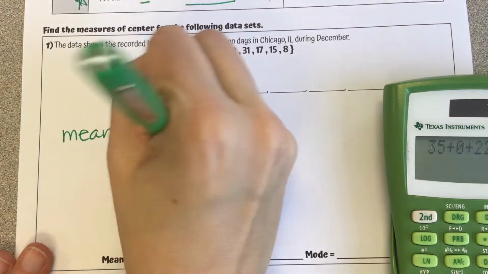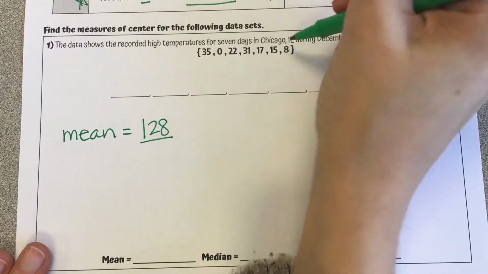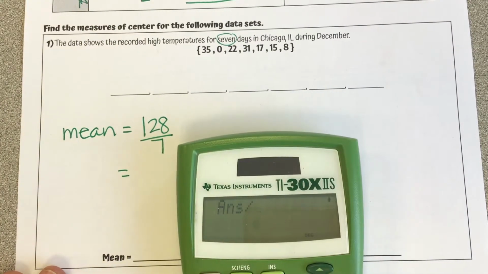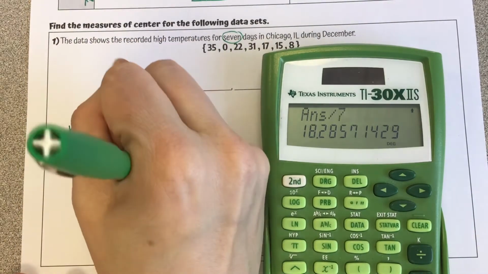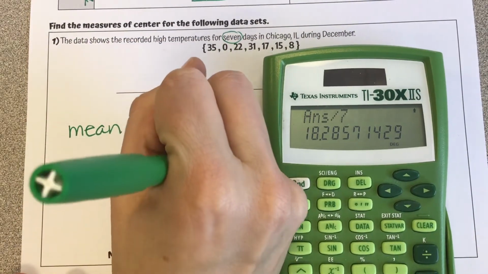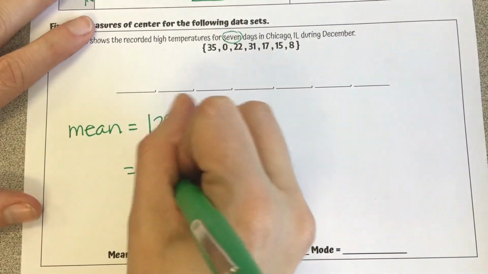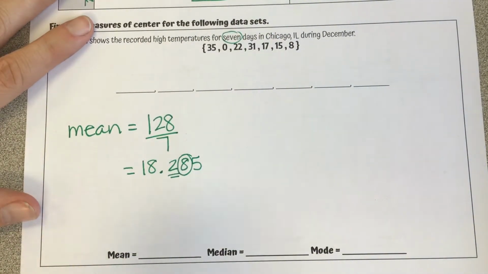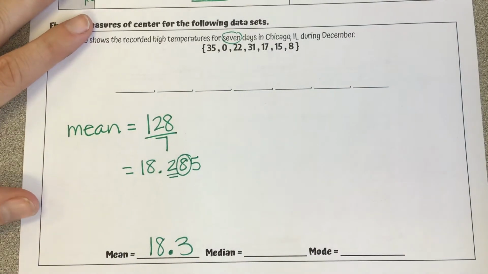When I add those together, I get 128. I'm going to divide this by the number of values. We have 1, 2, 3, 4, 5, 6, 7 values, which is what it said in the problem. So we're going to divide this by 7 in my calculator. And I get a long decimal. So it says 18.285. I'll write a couple of those. I'm going to round to the nearest tenth. So looking at my 8 tells me I'm going to round my 2 up to a 3. So it's going to be about 18.3 for our mean.